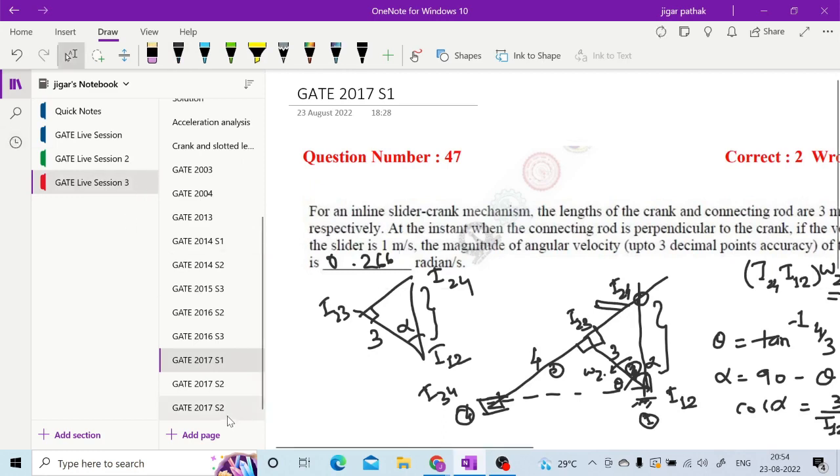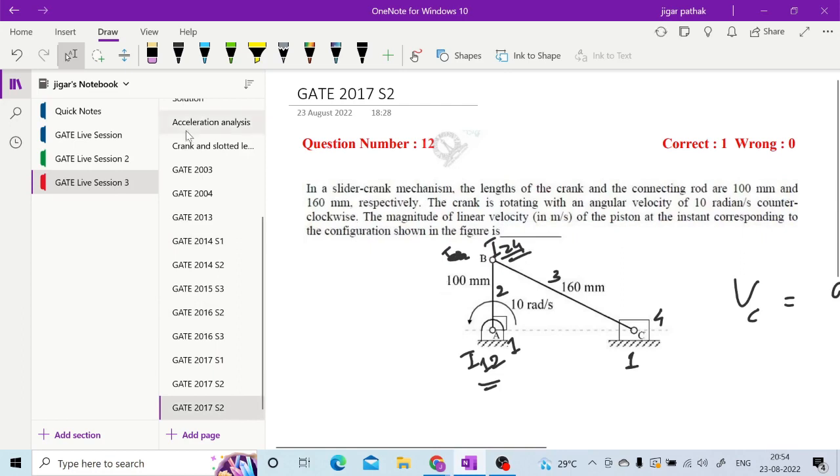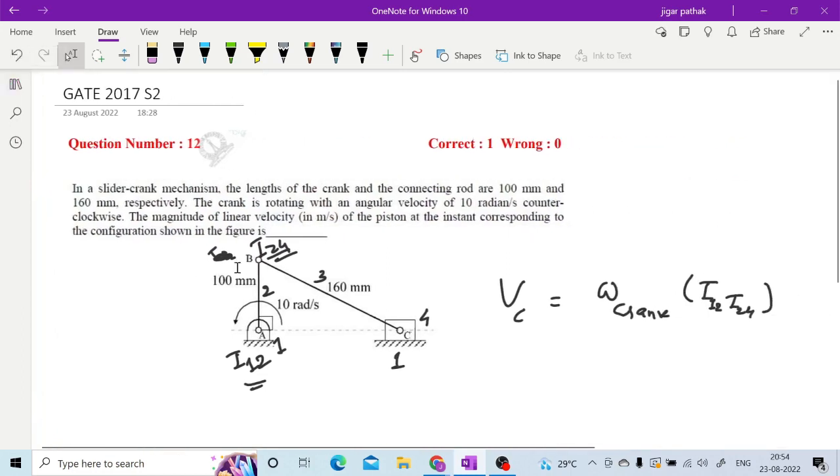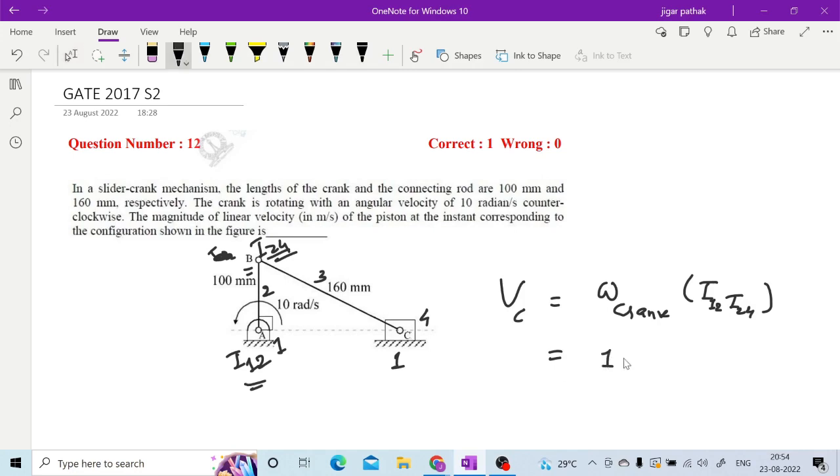Yes, sir. So I24 will lie on this same point here as point B, right? So now it is easy. Omega of crank is given, I12 I24 distance is given, so directly you can calculate VC. What is your answer? 1 meter per second. Because omega crank is 10 radian per second, and this distance is 100 mm, means 0.1 meter. So 10 into 0.1 will give you 1 meter per second.